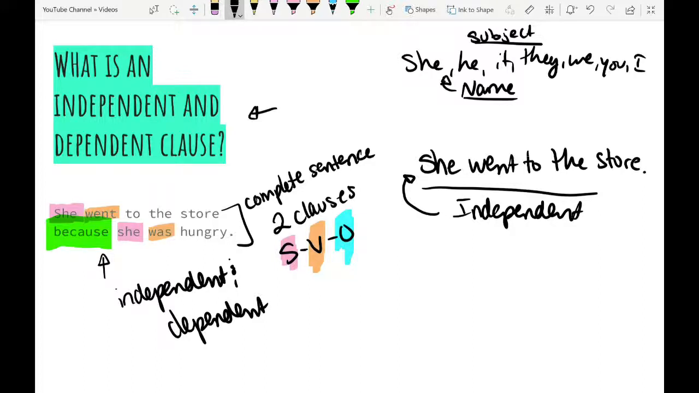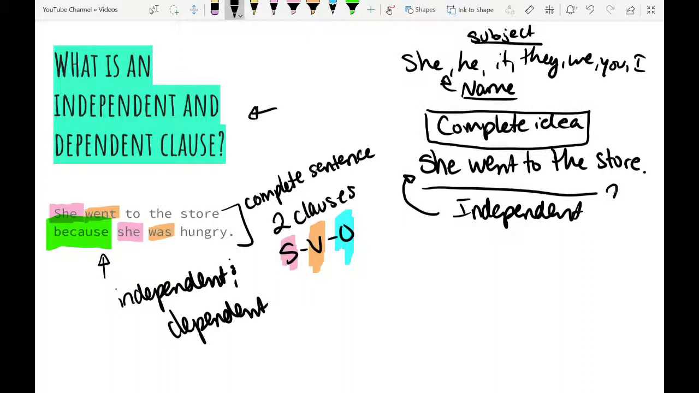So "she went to the store" has a complete idea, because in English with our sentences we want a complete idea. This can be the trickier part, knowing when a sentence is complete. There's going to be no lingering questions in the sentence. We know exactly what is happening. If I came up to you in the middle of nowhere and said "she went to the store," you would have an idea of what's going on. There's a female person and she went to a store.